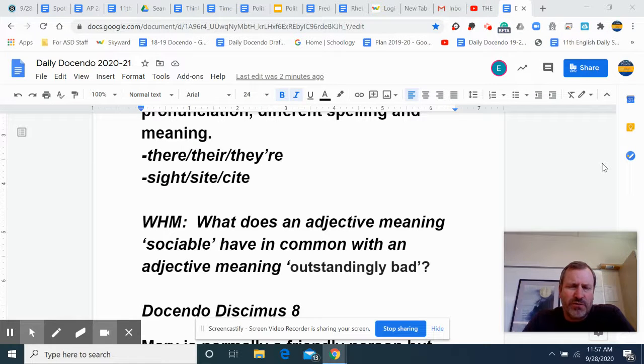Here's the word history mystery. What does an adjective, meaning sociable, have in common with an adjective meaning outstandingly bad? So if you can come up with one word, that's great. But if you can come up with both, they should have something in common again. And typically, it's some kind of a root.